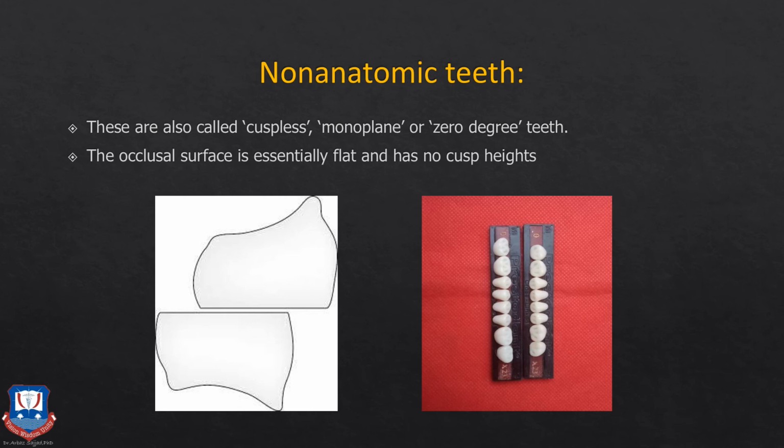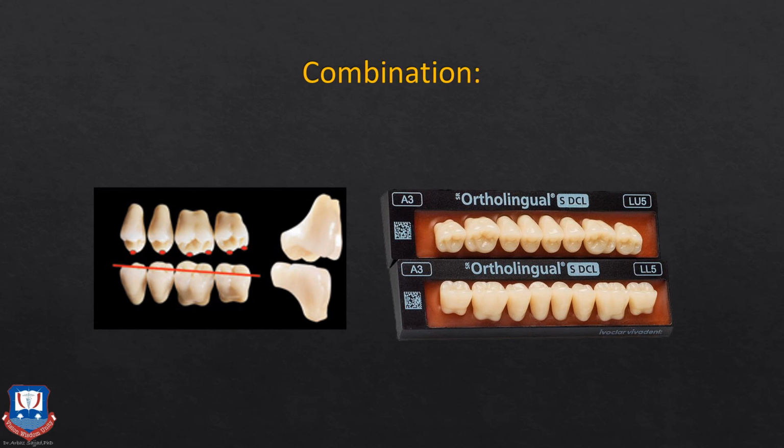Sometimes we may also need to use these teeth in a combination. That is, we may use anatomic teeth in the maxillary arch, and monoplane or zero-degree teeth in the mandibular arch. This concept has long been practiced in Europe. It was first advocated by Dr. Alfred Gysi, and is known as lingualized occlusion, in which only the palatal cusps make contact with the central fossa of the mandibular posterior teeth, which have flatter cuspal inclines or zero-degree teeth.